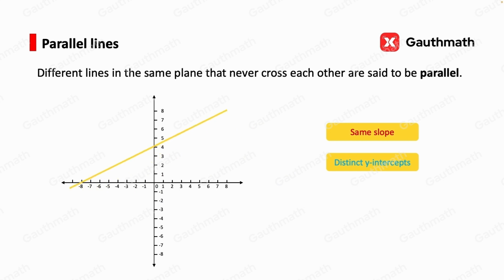If two lines have the same slope and the same y-intercept, they coincide. They are exactly the same line. And any two vertical lines are parallel no matter what.